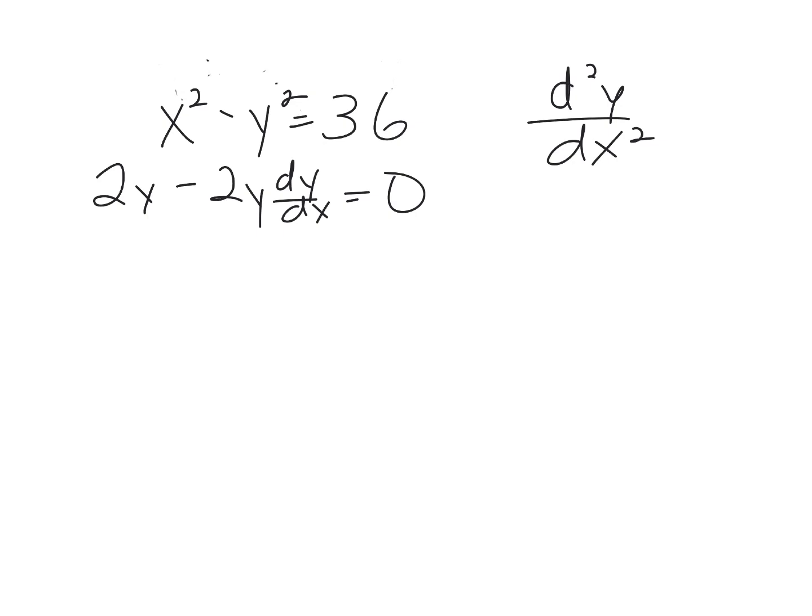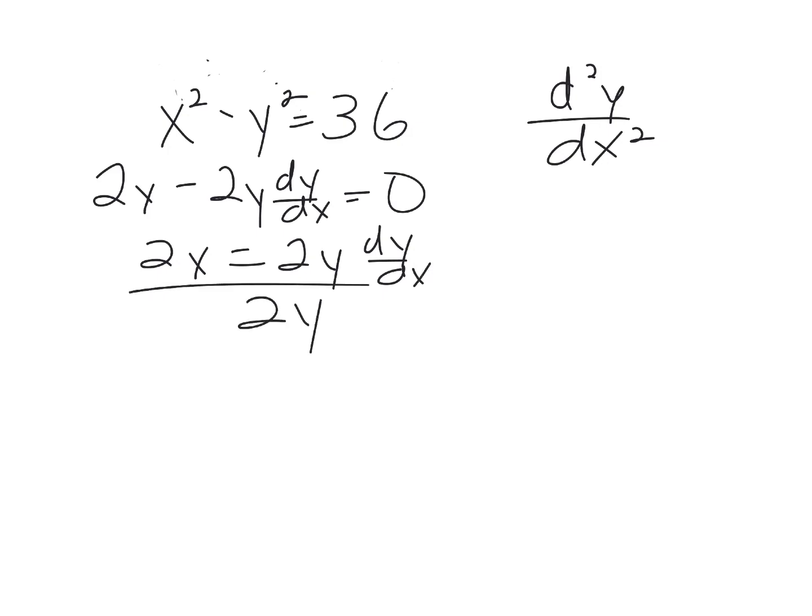Move the dy/dx to one side. We're going to just make it positive. I'm just going to add it to the other side, and then divide by 2y. 2's cancel, I'm left with x over y equals dy/dx. Now I must use quotient rule here.